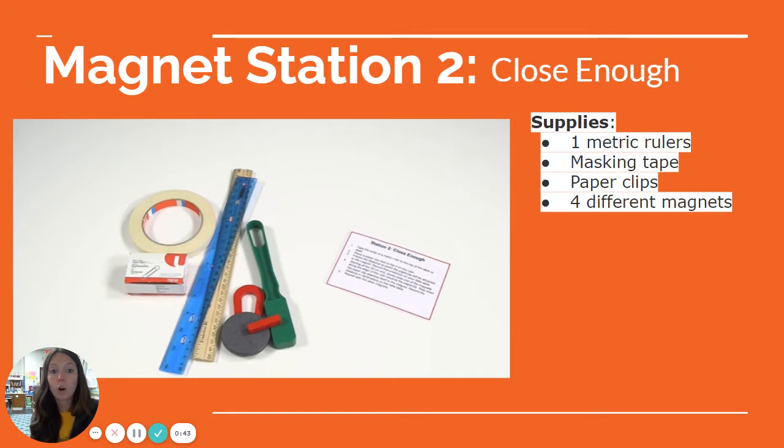So you need to have one metric ruler. That means that there are centimeters on it. You need to have masking tape, or really any tape would do. You need to have a paper clip. You just need one. And you need to have 4 different magnets. So you can see that they have 4 different magnets here. You need 4 different magnets at home. They don't have to be these exact ones, just 4 different ones.